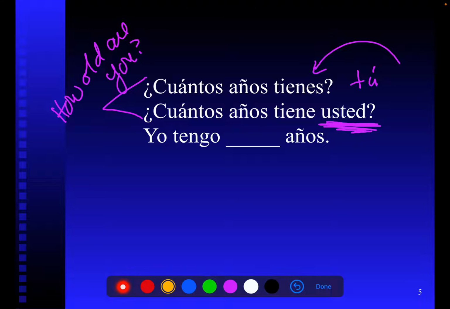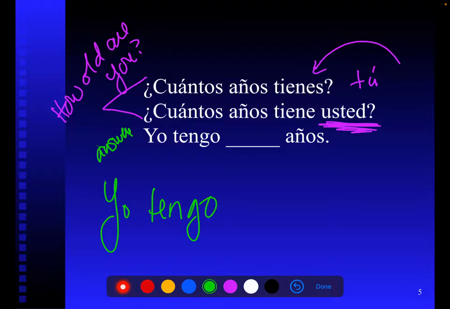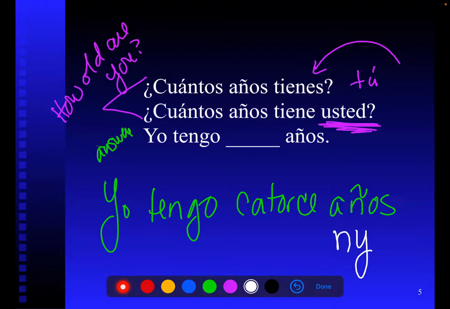The answer for both of those is going to be yo tengo and then a number of años. So most of you are probably, let's say you're 14. Your answer would be yo tengo 14 años. You want to be really careful to pronounce that ñ sound. The ñ sound is, remember, it's an N and a Y, ña sound. Tengo 14 años.